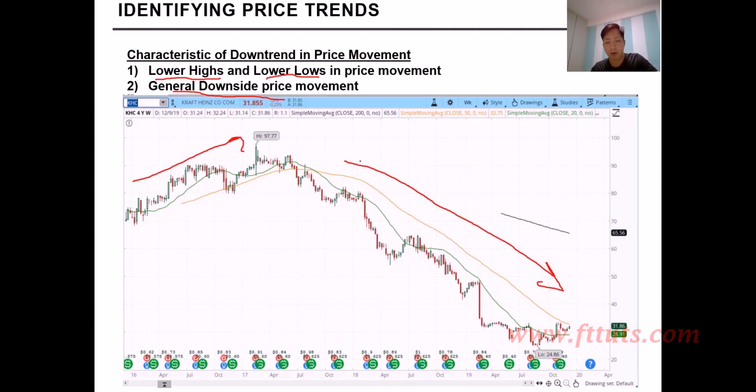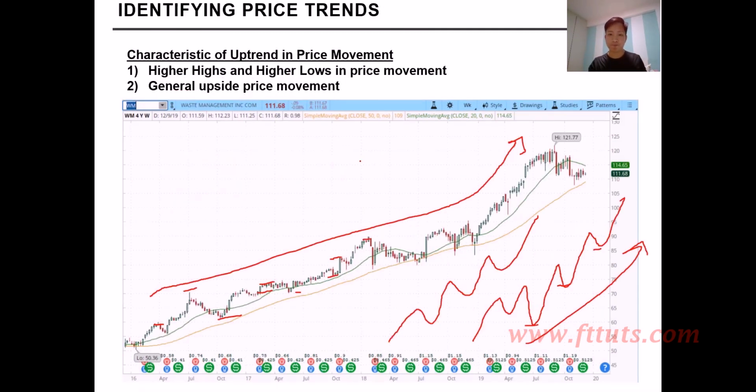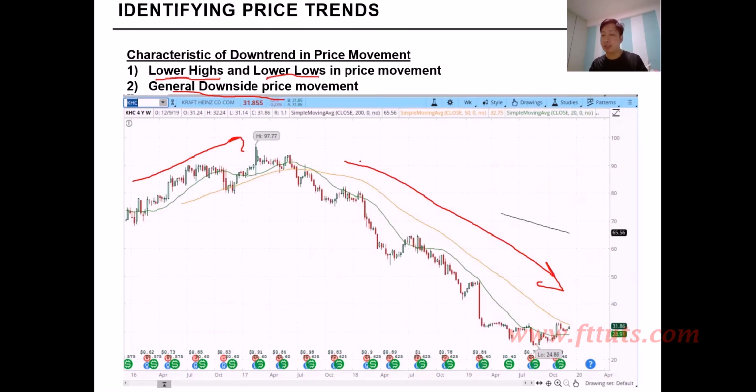When the price is trending up, it would generally be above the 50 SMA. When the price is trending down, it generally will be below the 50 SMA, right? Because again, the 50 SMA is the average of the last 50 bars. If the last 50 bars are trending down, generally they will be below the 50 SMA as well. Okay, so these are some common market characteristics that we observe as traders, right?